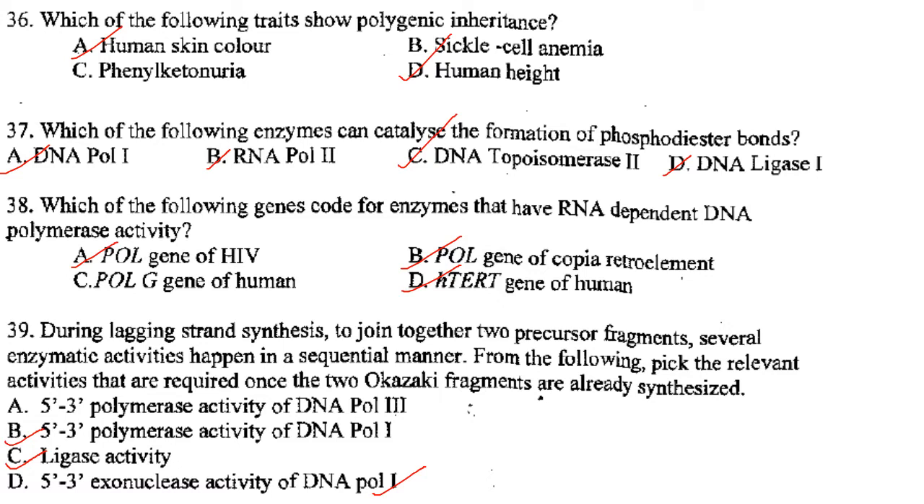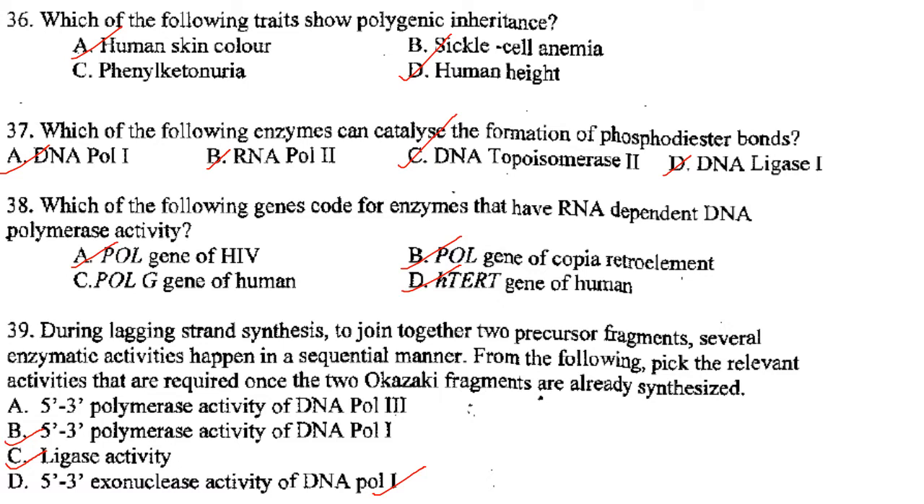Then which of the following genes code for enzymes that have RNA dependent DNA polymerase activity? So it is coded by Pol gene of HIV, yes. Then Pol gene of copia retroelement, yes. Pol G gene of human, no. hTERT gene of human, yes. So A, B and D are correct.